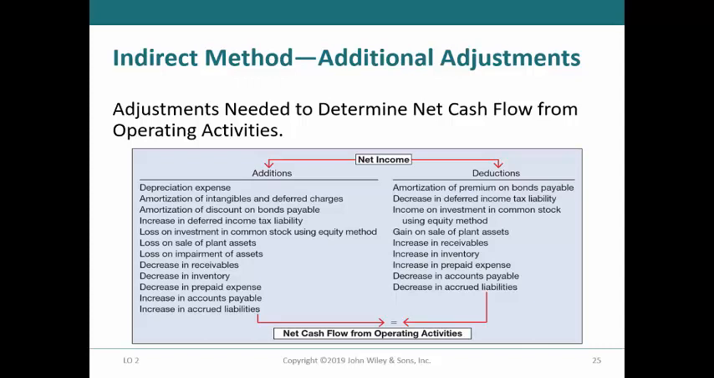We will look at many of these specific types of adjustments again in the next part of the presentation on Chapter 23, but this is an excellent slide to review for the many different types of adjustments made to determine cash flows from operating activities. This is the end of the first part of the presentation for Chapter 23, Statement of Cash Flows.